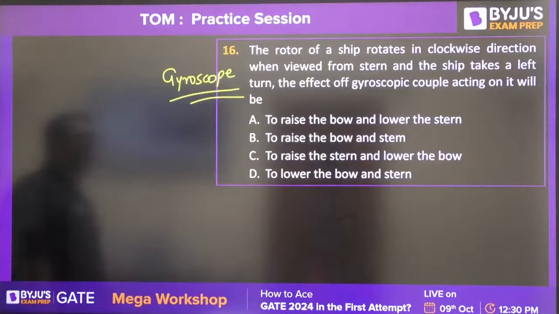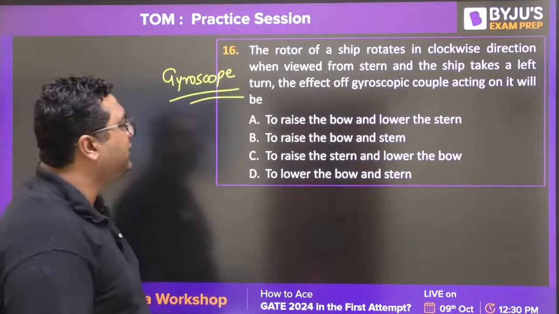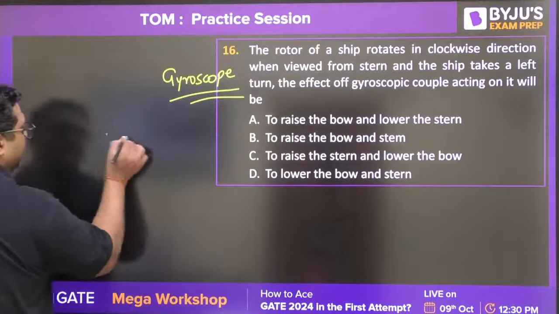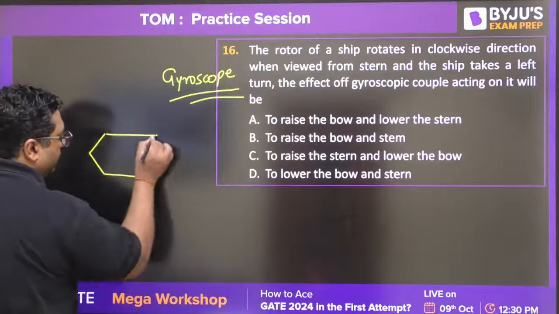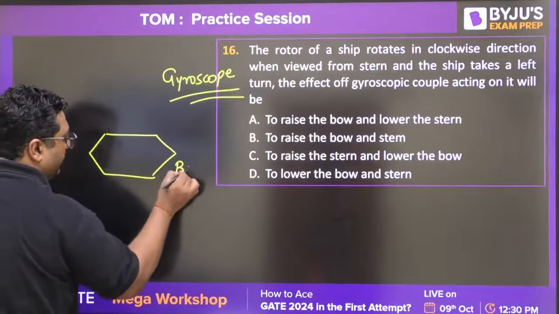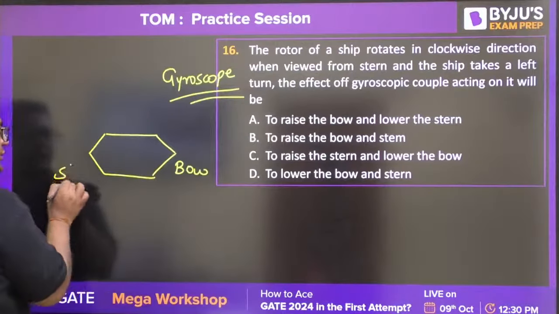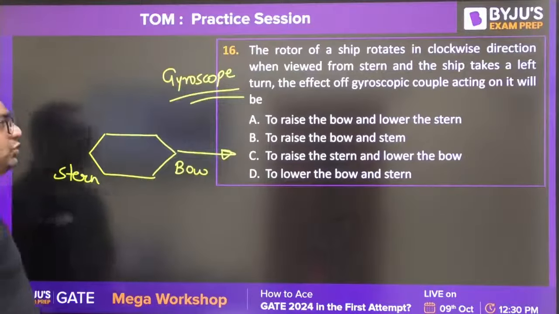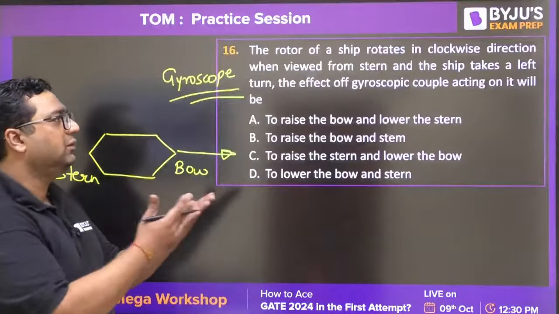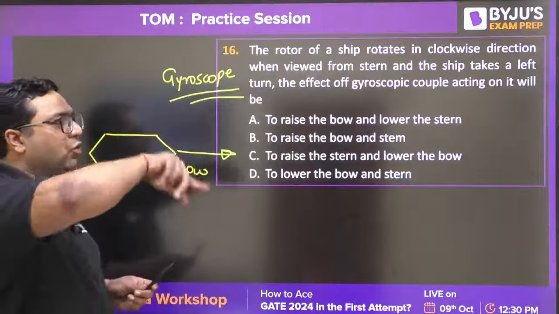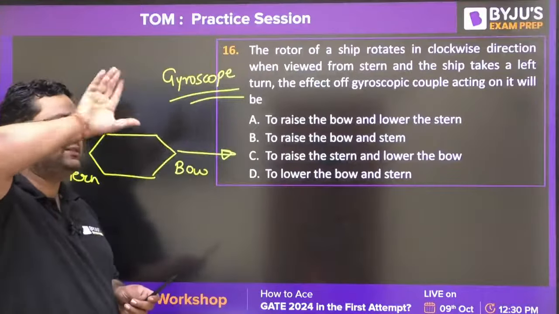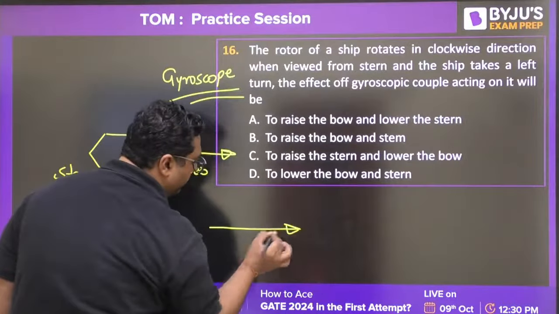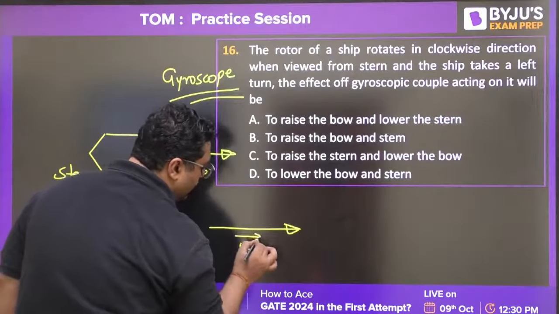Gyroscope. The rotor of a ship rotates in clockwise direction when viewed from the stern. So this is the case of a ship. You know, this end is said to be bow. This end is said to be stern, because the ship is moving in this direction. So you are looking from the stern, okay, and the direction is clockwise. Take the fingers rotated. This is the direction of omega, my dear.